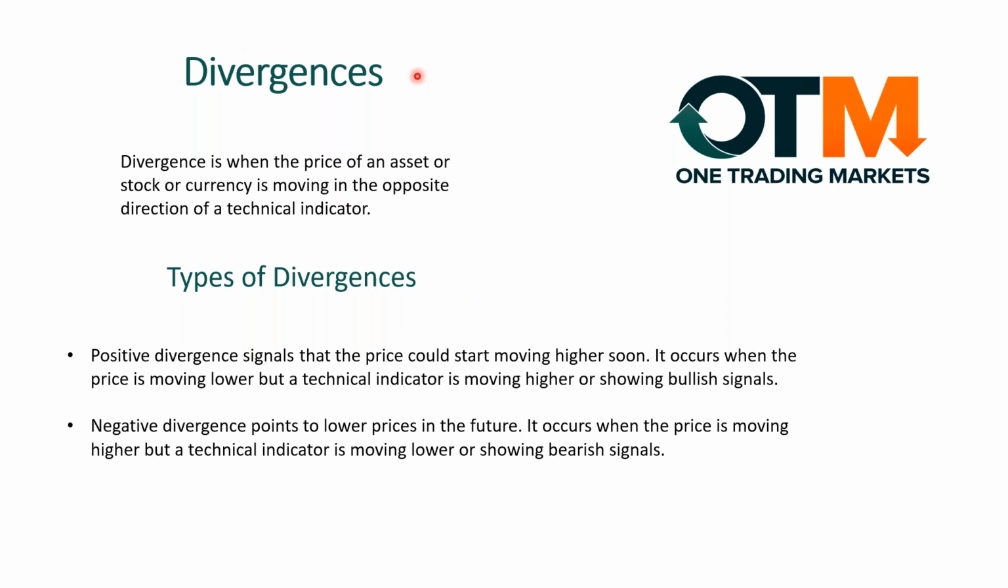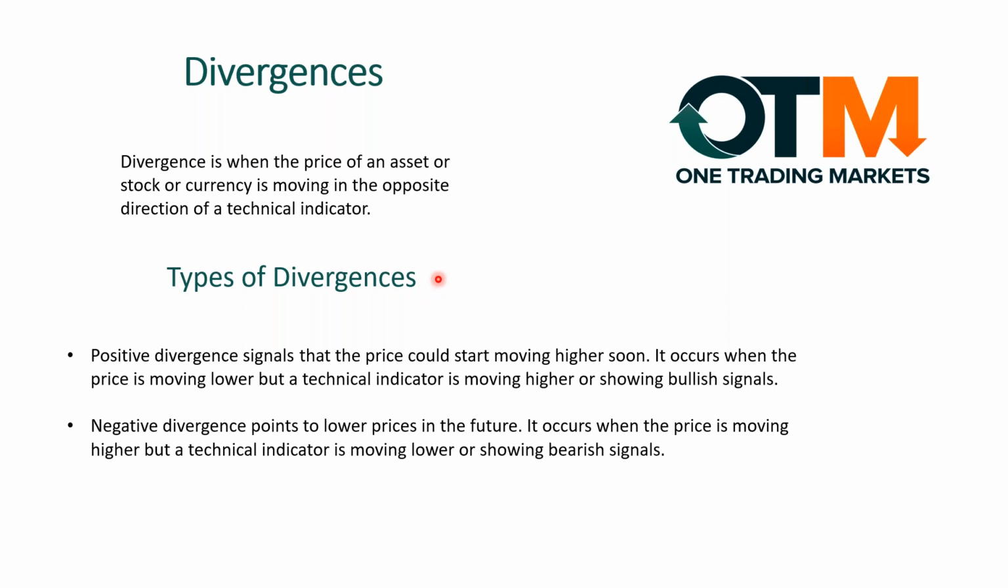So what is a divergence? A divergence is when the price of an asset or a stock or currency is moving in the opposite direction of a technical indicator. So what does that basically mean? It means if the market is going up, but the RSI is going down, that's a divergence. Because remember, the indicator always follows the market. If the market goes up, the indicator goes up. If the market goes down, the indicator goes down. So when that doesn't happen, it creates something called divergence, which is basically, like I said, market going up, but the indicator is going down.